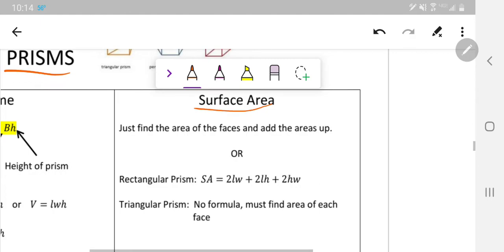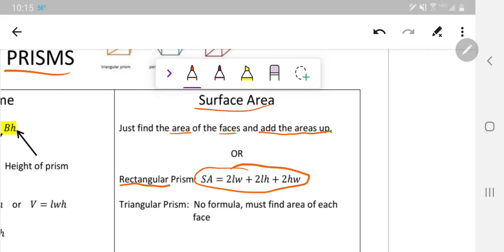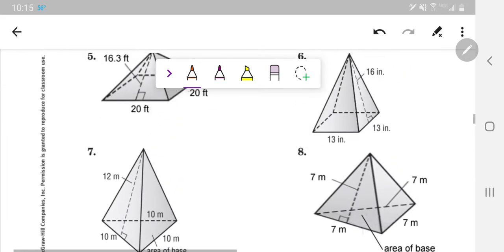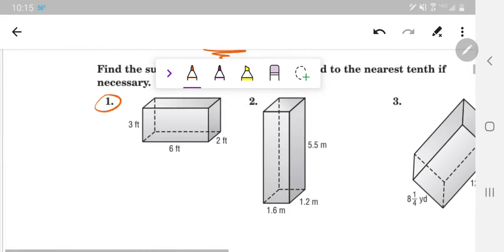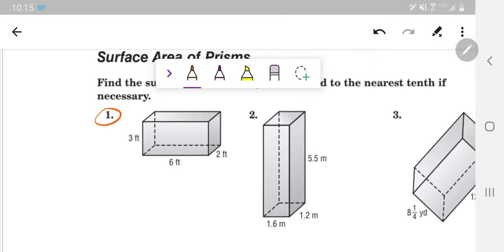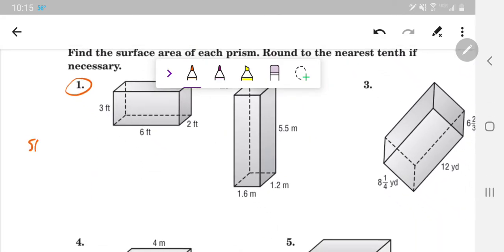So now we have two choices. We're going to either just find the area of the faces and add those areas up, or for a rectangular prism, we can use this formula here. And that's what we have for number one. So I'm going to use the formula for that one. So let's do this. The surface area of a prism, surface area equals 2LW plus 2LH plus 2HW.